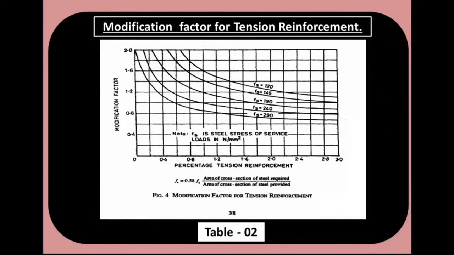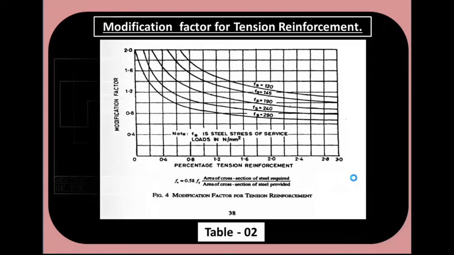This is our modification factor for the tension reinforcement chart. Here you need to calculate the Fs. The Fs is equal to 0.58 into Fy into area of cross section of the steel required divided by area of cross section of steel provided.